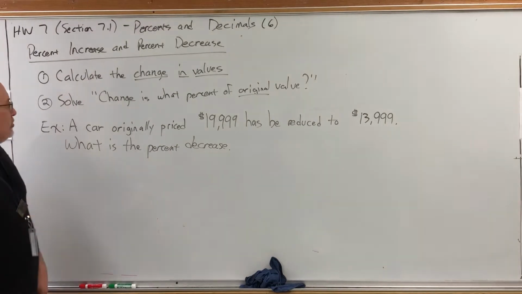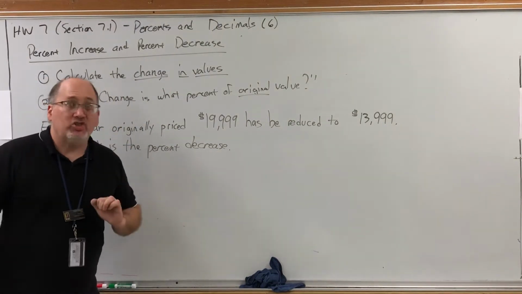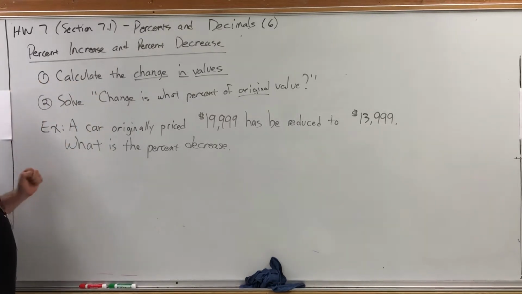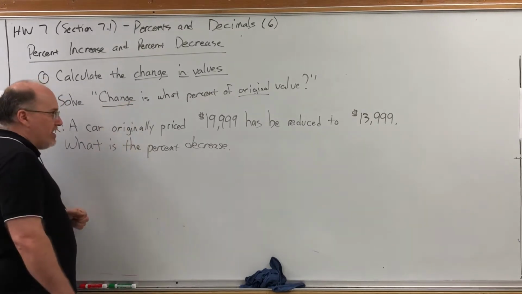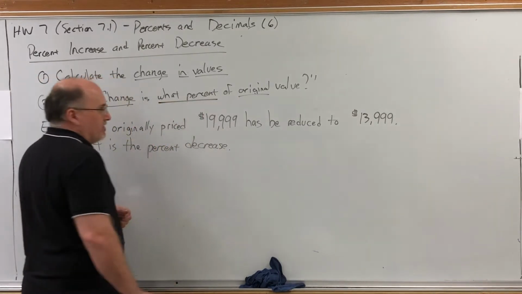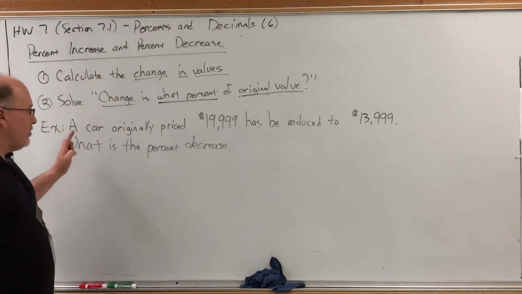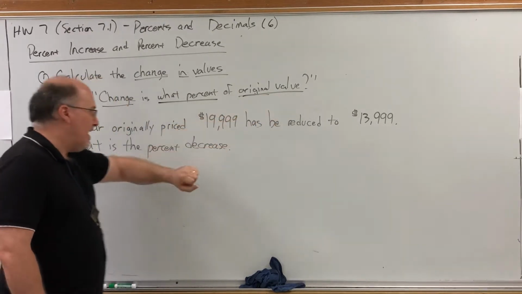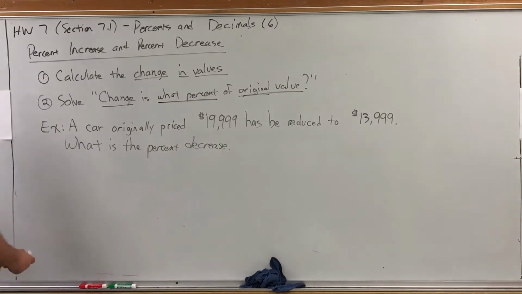Two steps. Number 1, calculate the change in values. That's just a subtraction problem. But the second part is you solve a percent problem. The problem that you solve is: the change is what percent of the original value. The important thing to remember is that the of number is the original value, how much it was at the beginning before it changed. So let's take a look at this example.